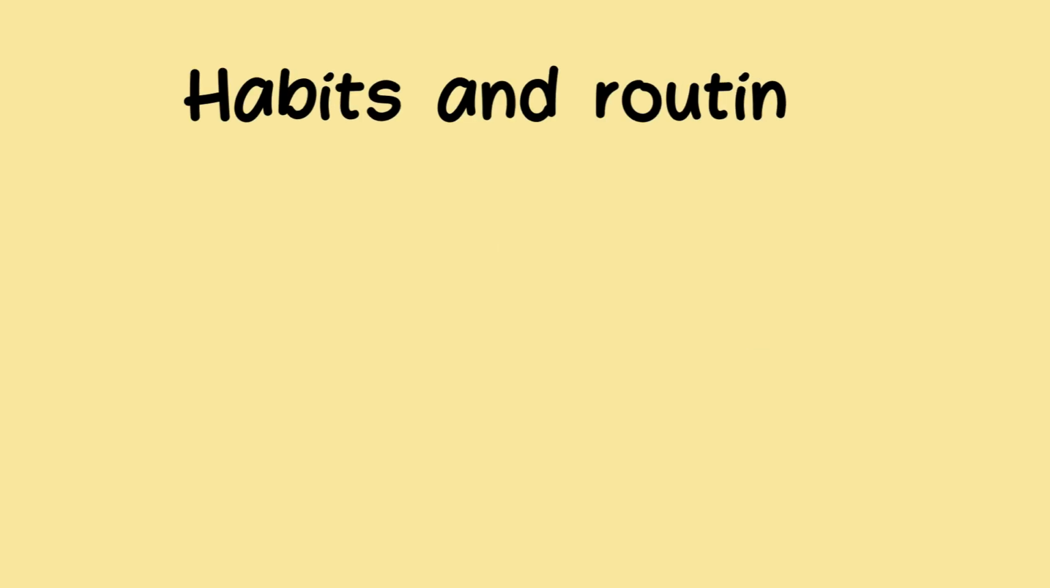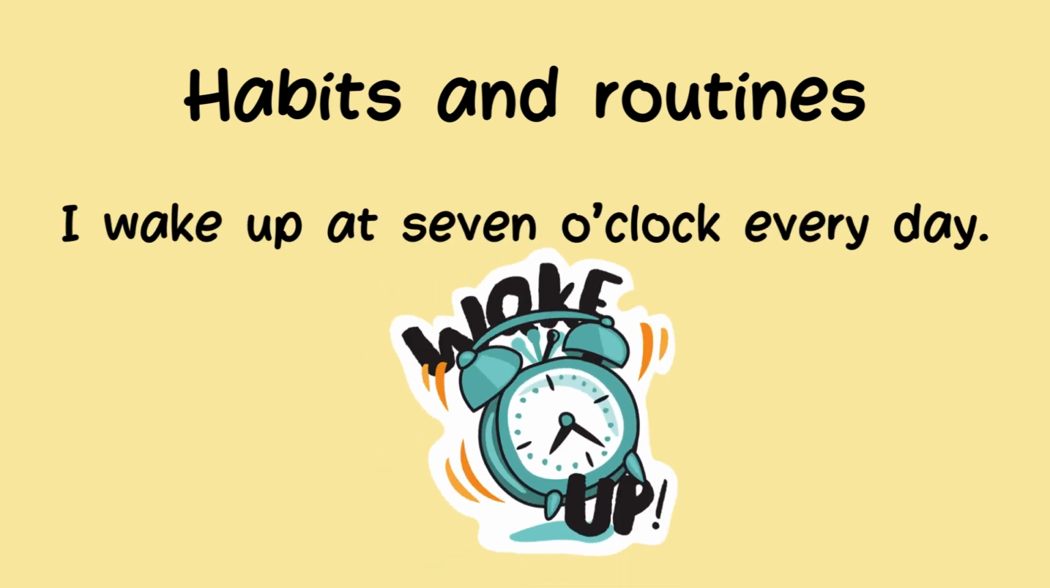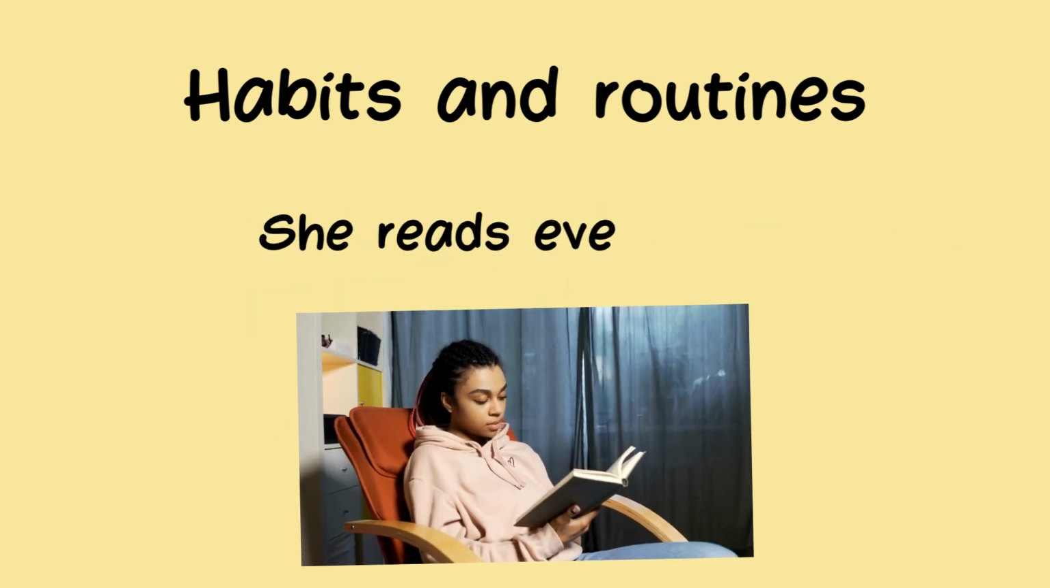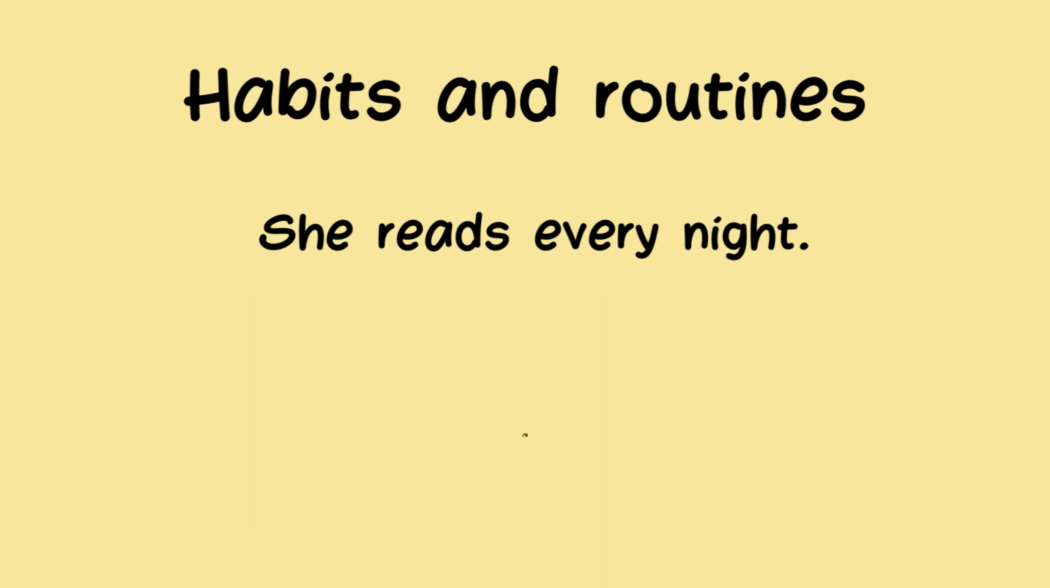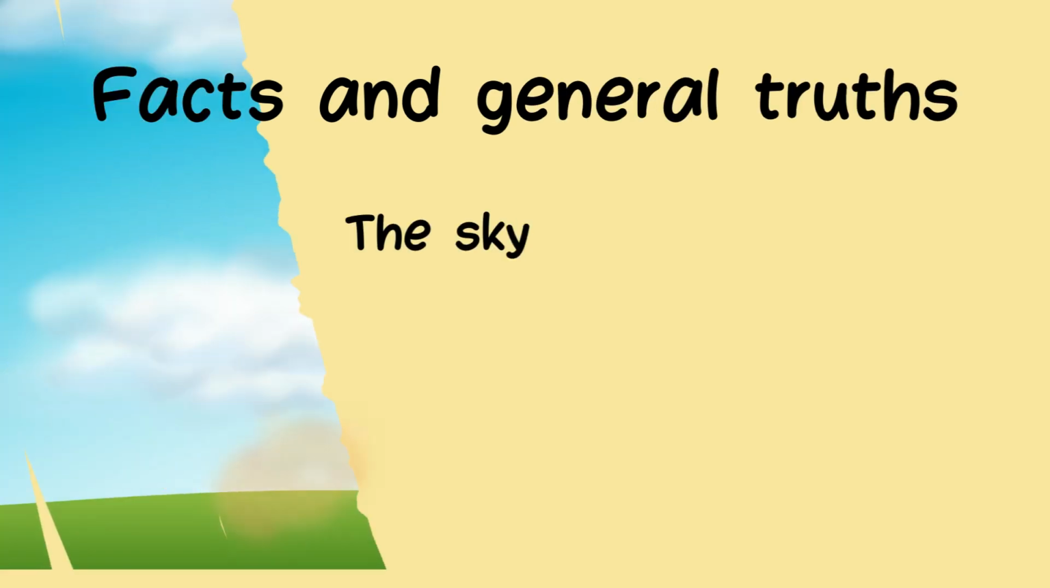We use the present simple to talk about habits and routines, like I wake up at 7 o'clock every day, or she reads every night. We also use it for facts and general truths, like the sky is blue.